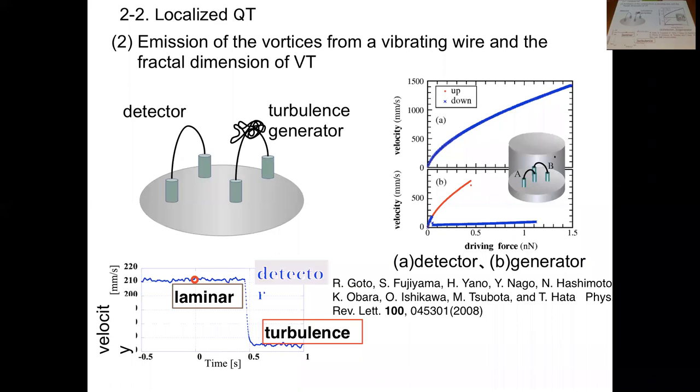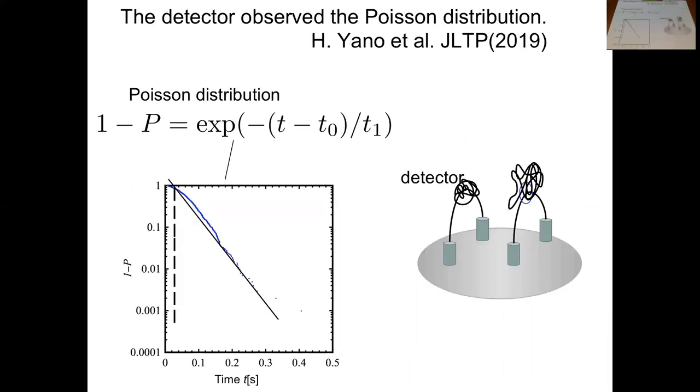One wire works as a generator of turbulence, and it makes turbulence and emits the vortex rings. And the other wire works as a detector of the vortex rings. And if the detector catches the vortex rings, its velocity is reduced. So they can obtain, they say, oh, we obtained the vortex rings. And the Osaka group obtained such kind of important results.